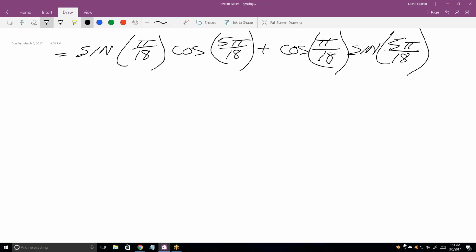Sine. So it's the sine of what? Sine of pi over 18, or I guess 6 pi over 18, plus 5 pi over 18. Let's write it like that. Which gives you 6 pi over 18, which is the sine of pi over 3, which is 60 degrees, which is root 3 over 2.